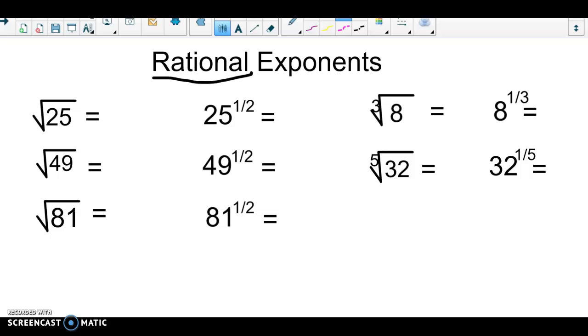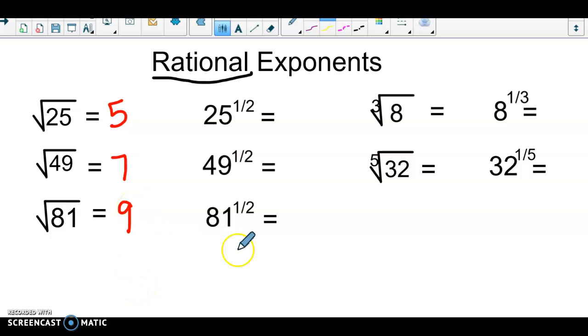I think we know that the square root of 25 means what do I multiply by itself to get 25? That ends up being 5, right? Since 5 squared equals 25, the square root of 25 equals 5. Okay? They're inverses of each other. All right, the square root of 49 is 7 because 7 times 7 is 49. The square root of 81 is 9 because 9 times 9 is 81.